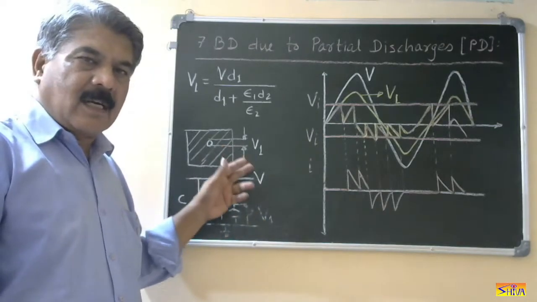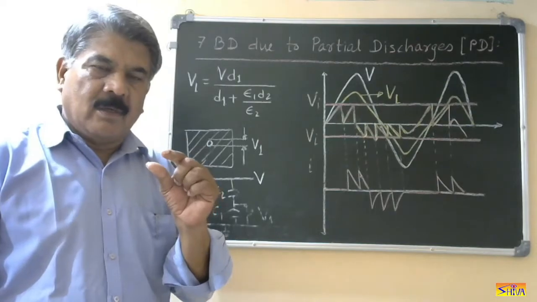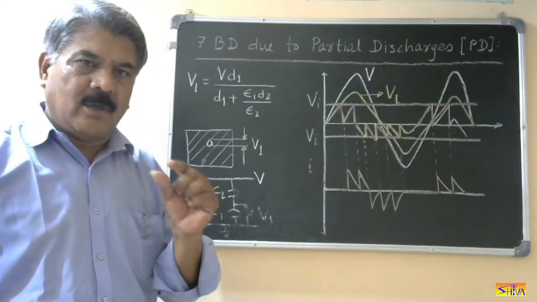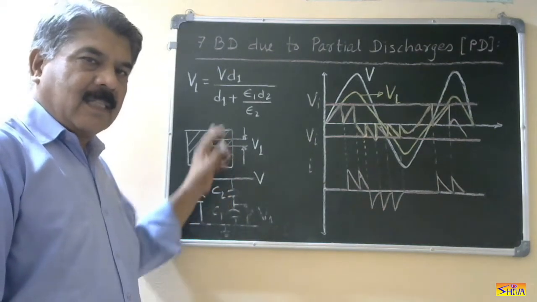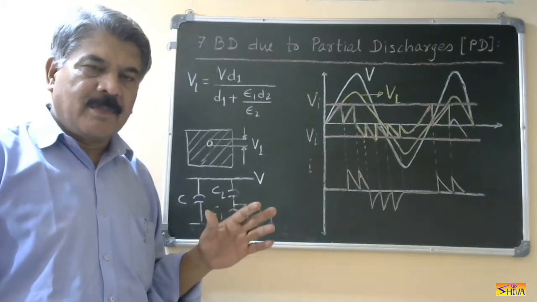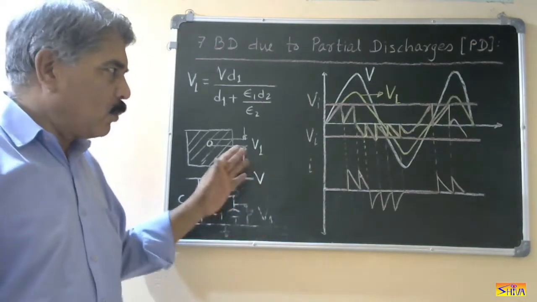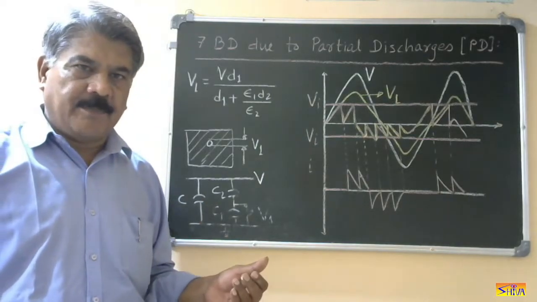Now here this is called partial discharge because it is taking place in a simple cavity, just in the cavity. It is not occurring across the entire thickness of the insulation. Therefore, it is not called discharge. It is called partial discharge. So due to partial discharge also, the breakdown occurs after prolonged operation.